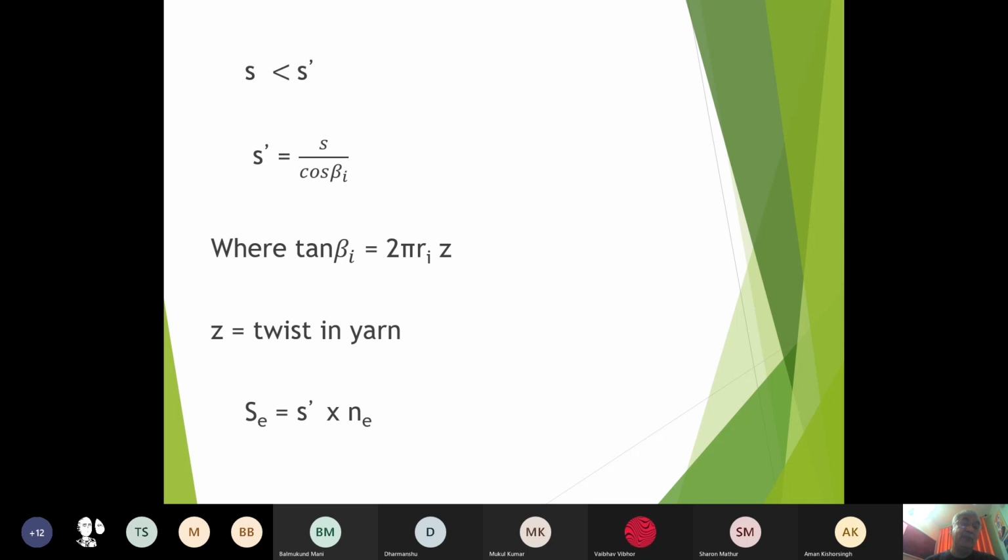So in this case, what is going to happen? Suppose S is the area of individual fiber, and S dash is the area of the fiber placed at say ith position. So S will always be lesser than S dash. And why? Because S dash is equal to S over cos beta i. As my value of beta i will increase, this value is going to increase. And that's why S is lesser than S dash. So the value of S dash depends on this beta i, the cos beta i value. It is clear?